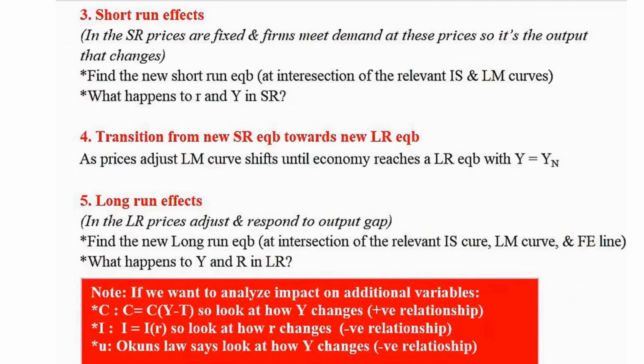Say we wanted to look at the impact on consumption. We know consumption depends upon disposable income, so we will see how income or output Y changes to see what the impact on consumption C will be. And here, keep in mind, consumption and output or income are positively related.